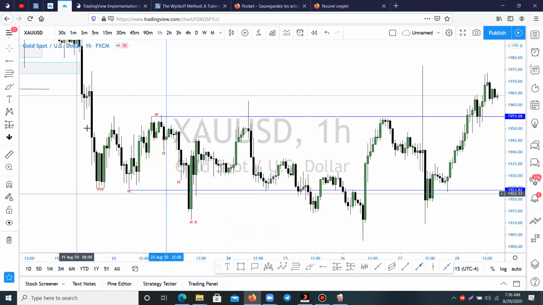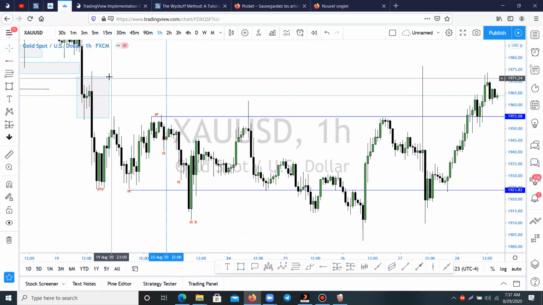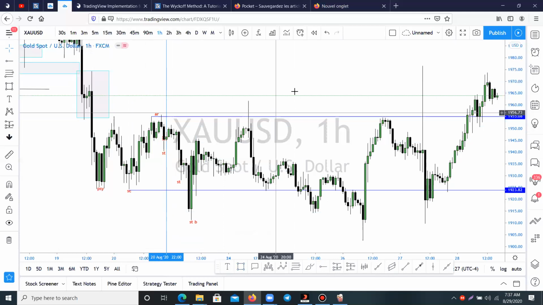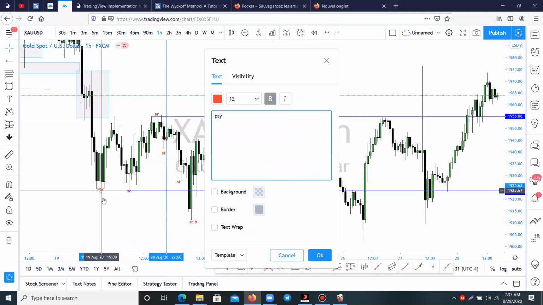Then why are we not considering this one? I won't consider it as preliminary supply. That is also preliminary supply. We have multiple preliminary supplies.